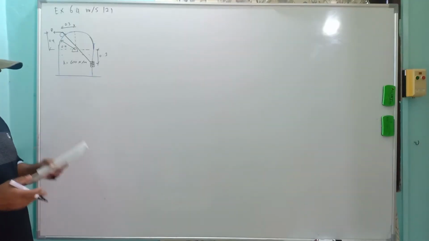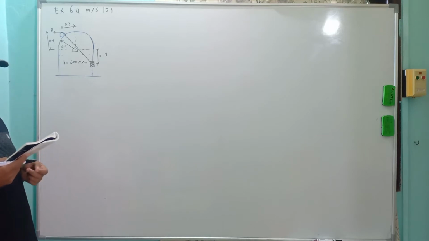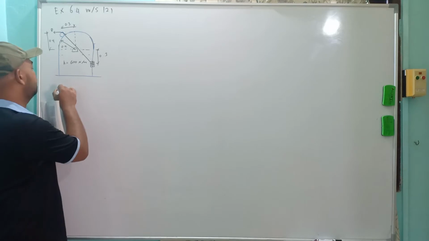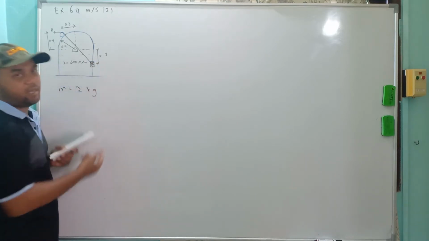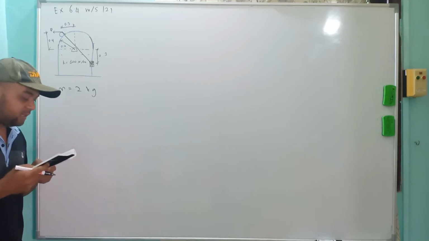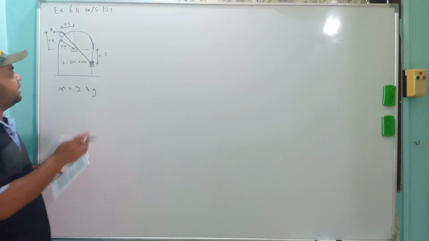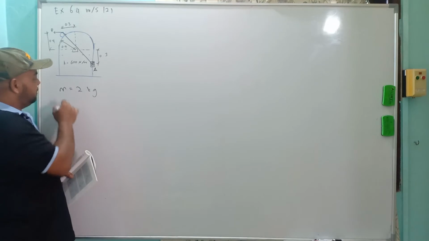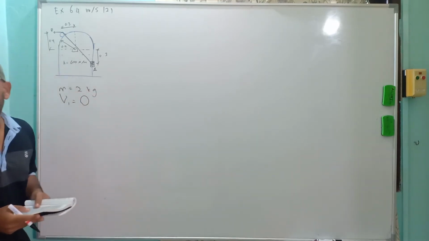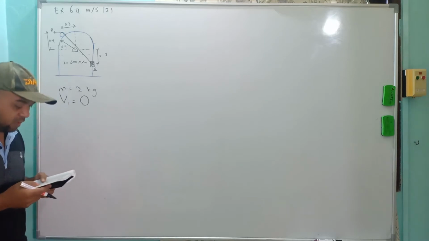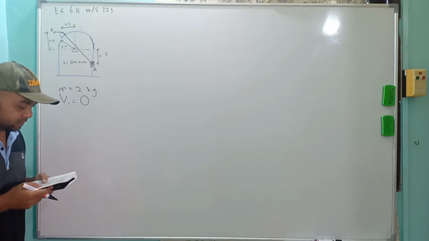So from the first sentence, we have two pieces of information, which is the mass of this collar, 2 kilogram. Okay, and the second one, released from rest at A. So this is position A, so V1 equal to 0, because it is said that it is released from rest.